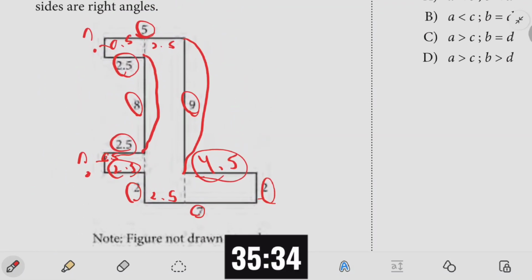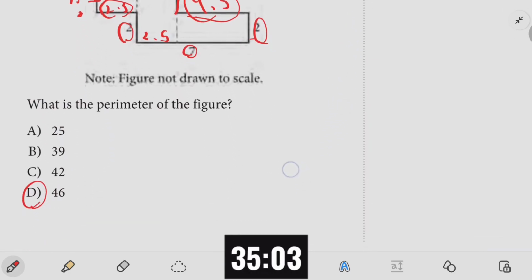We could recheck quickly. 9 plus 5 plus 2.5. Hold on, let me try again. 5 plus 9 plus 4.5 plus 2 plus 7 plus 2 plus 2.5 plus 2.5 plus 8 plus 2.5 plus... Yeah, it gives us 45, so the rest will just add up to 1. It's kind of useless. 46.